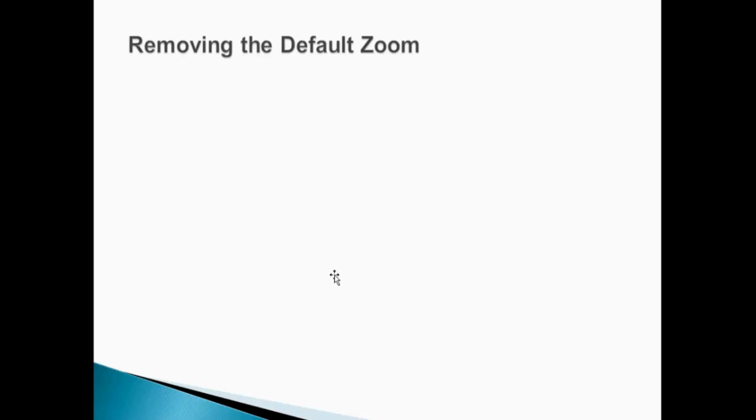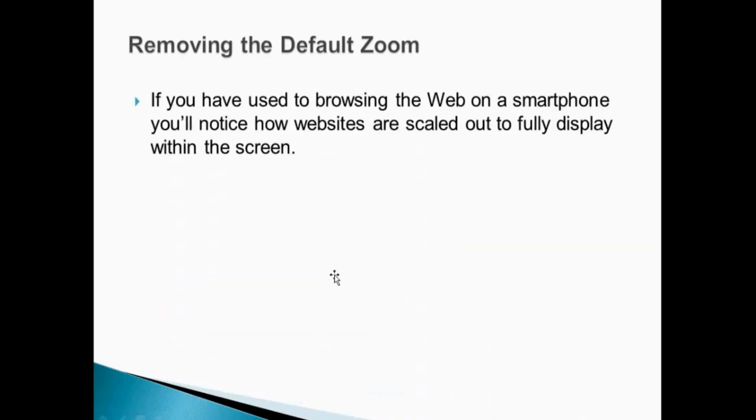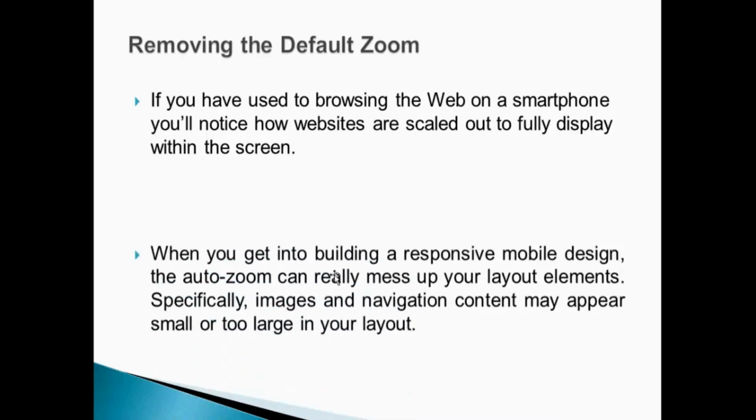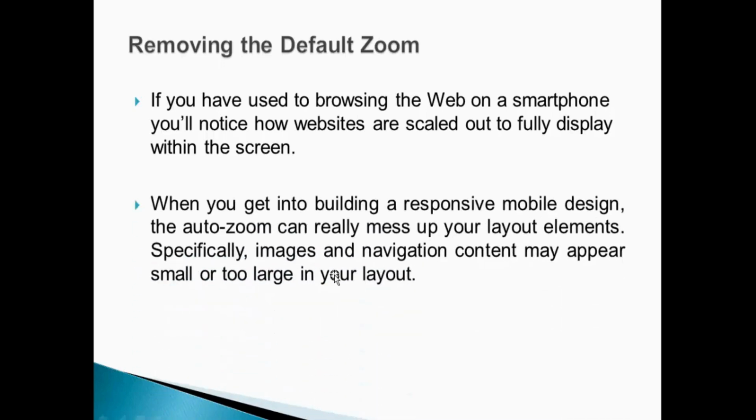Removing the default zoom. If you are used to browsing the web on a smartphone, you will notice how websites are scaled out to fully display within the screen. When you get into building a responsive mobile design, the auto zoom can really mess up your layout elements, especially images and navigation content, which may appear too small or too large in your layout.